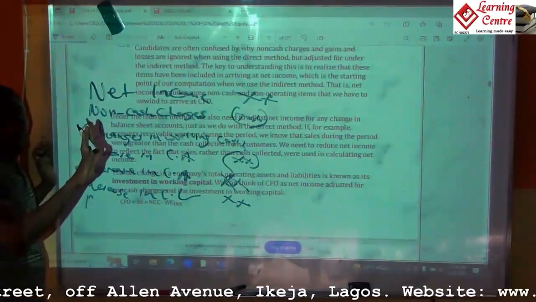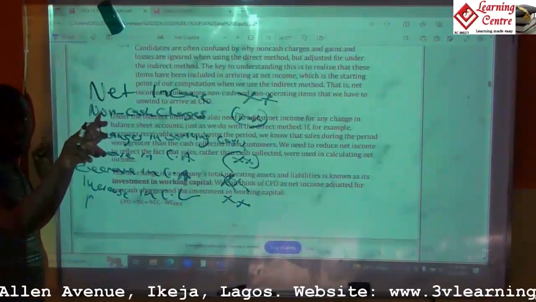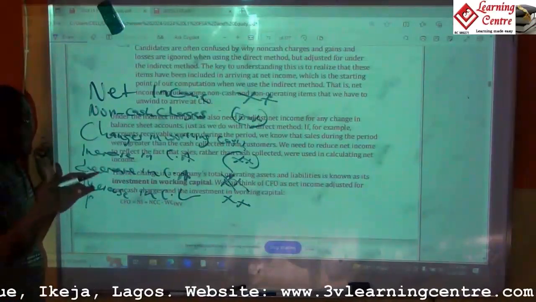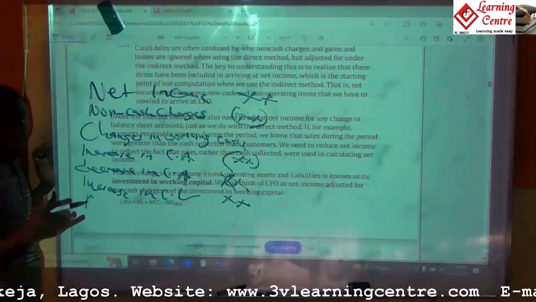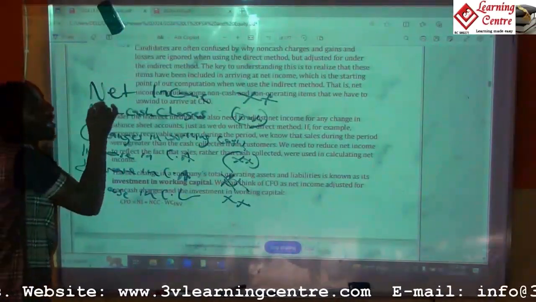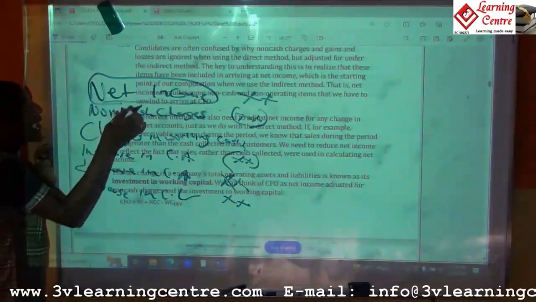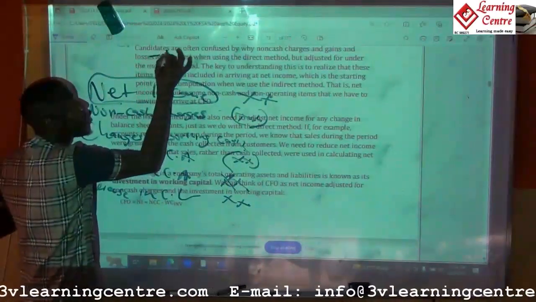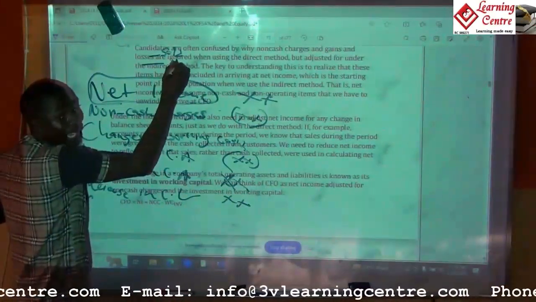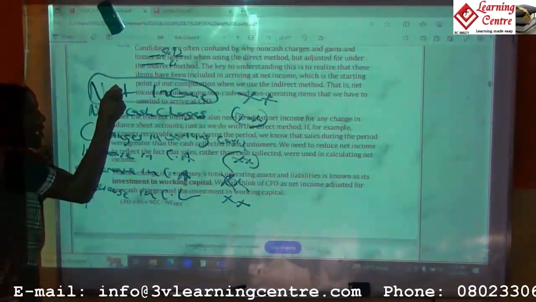You understand? In the direct method you see cash collected from customers, cash paid to suppliers, and so on. People use the indirect one because you hide everything under your net income. Unlike the direct method where you see how much they actually sold and how much they actually collected from their customers. It will be clear.